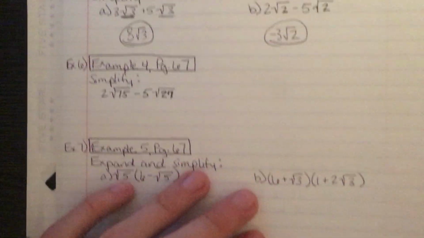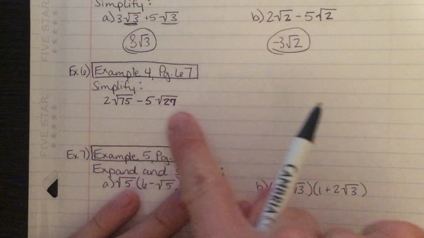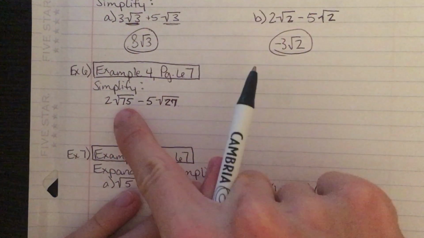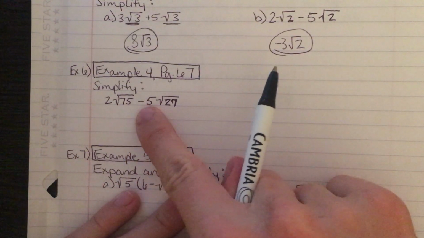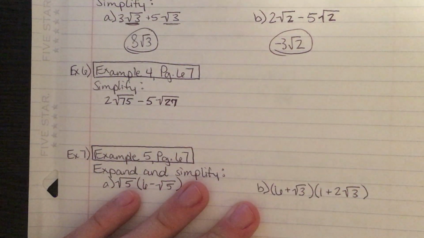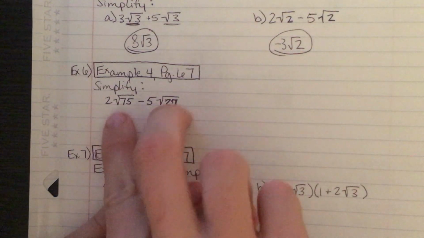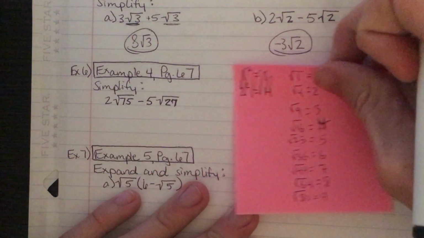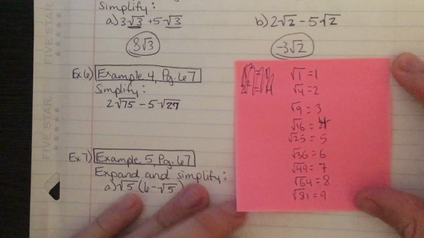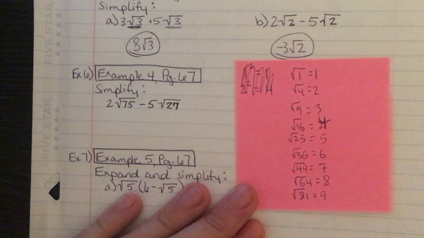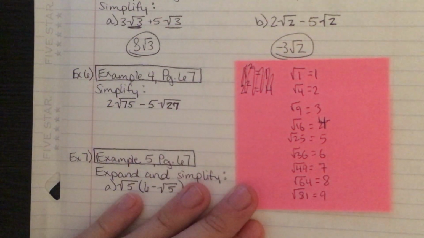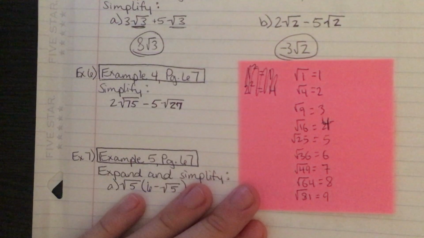So right here on this example, example 6, we've got 2 square roots of 75 minus 5 square roots of 27. And if we look right there, there is nothing we can do to simplify this right now. We can't combine these because they're not like surds. So the only thing that we could do to simplify right now would be to get this list of roots right here and see if we can rewrite these things. So let's break down these radicals just a little bit.